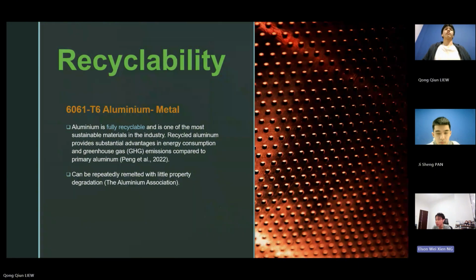Next, we'll be talking about recyclability. This is where aluminum clearly performs the best. Aluminum has a well-established global recycling infrastructure, and therefore it can be repeatedly recycled with minimal loss of properties or degradation. This means that at the end of its life, an aluminum frame can be reintroduced as new material easily.